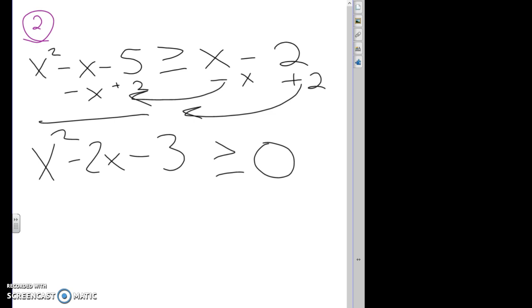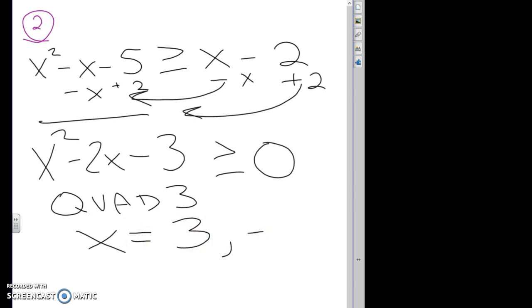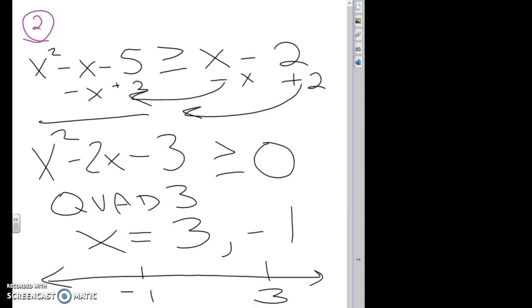Okay, solve it just like if that were an equal to, which means I could use quad 3 and get that x could be 3 or -1. Okay, so now we're going to put those on the number line. Again, because we've got or equal to back up here, these will be solid dots, which means there'll be brackets when we go to our table here in a minute.